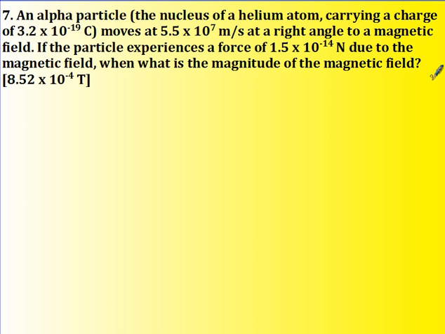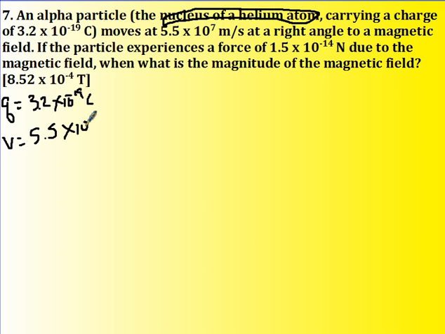Now I have an alpha particle. An alpha particle is a nucleus of a helium atom. Nuclei are always positive, so Q equals 3.2 times 10 to the negative 19 coulombs, and it has a speed of 5.5 times 10 to the 7th meters per second, at right angles to a magnetic field. It has a force, F, of 1.5 times 10 to the negative 14 newtons. Losing my negative sign. What's the magnetic field?